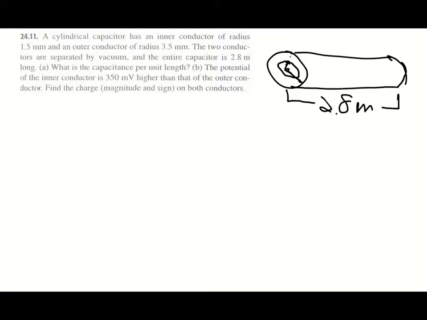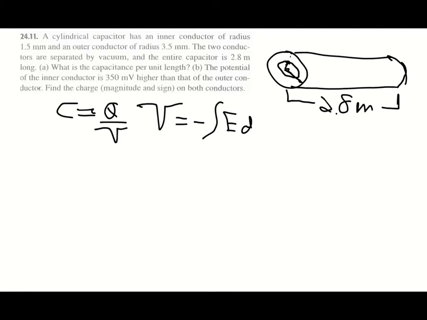Then we want the capacitance per unit length. To do that, we're going to start with the definition of capacitance. Capacitance is just the charge divided by the voltage between the two plates. In this case, they're just rolled up plates. But the tricky part is that we're going to have to actually derive this, which is going to be negative E dr, from the outer plate to the inner.